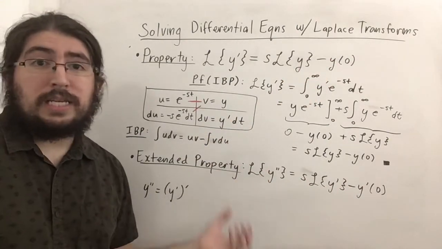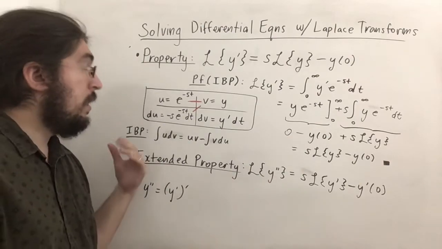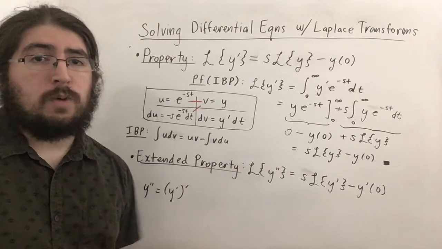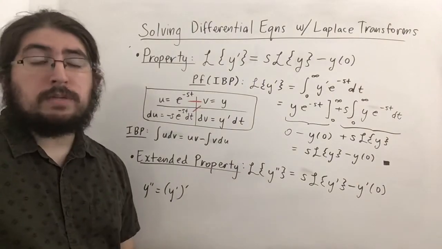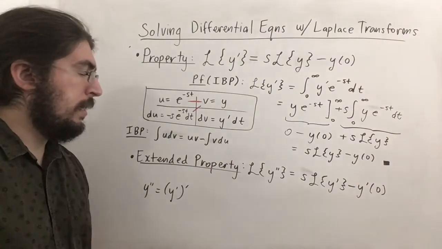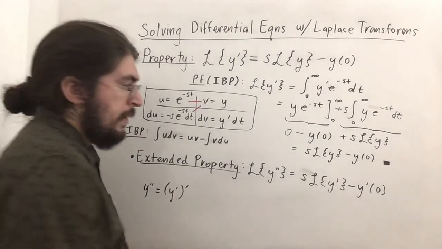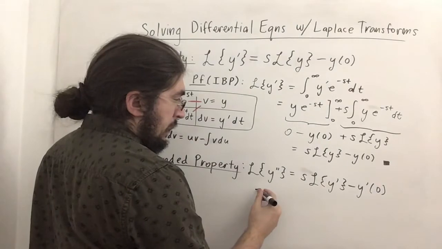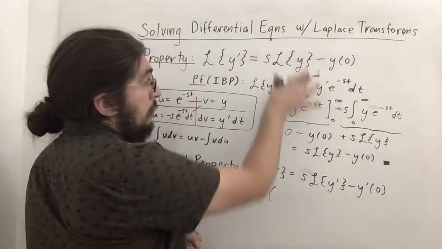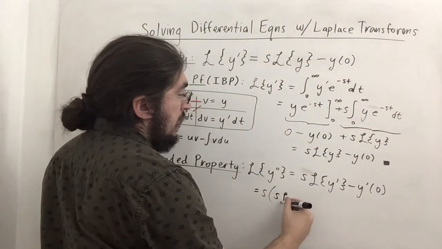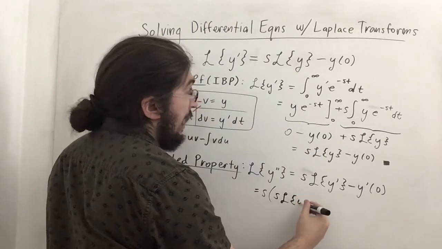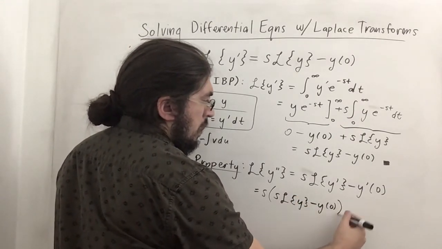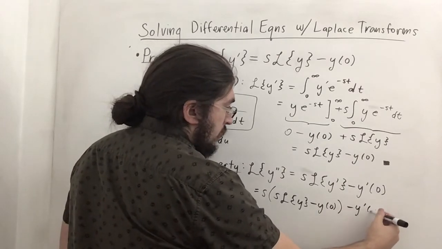So that's the same kind of idea. And in fact, with this idea, you can use this to extend this property to Laplace of y however many primes you want. So Laplace of y triple prime is one we could discuss, but I won't be discussing that. But you can prove it in a similar way. And since we know Laplace of y prime is this whole thing, then that means this becomes s times the Laplace of y prime, which is that entire expression above, s times the Laplace of y minus y of 0, like that, minus y prime of 0.